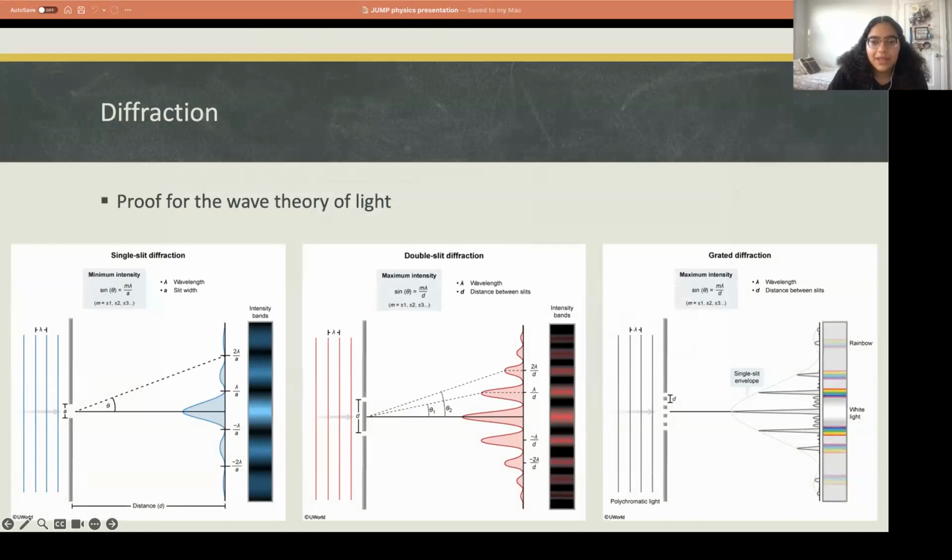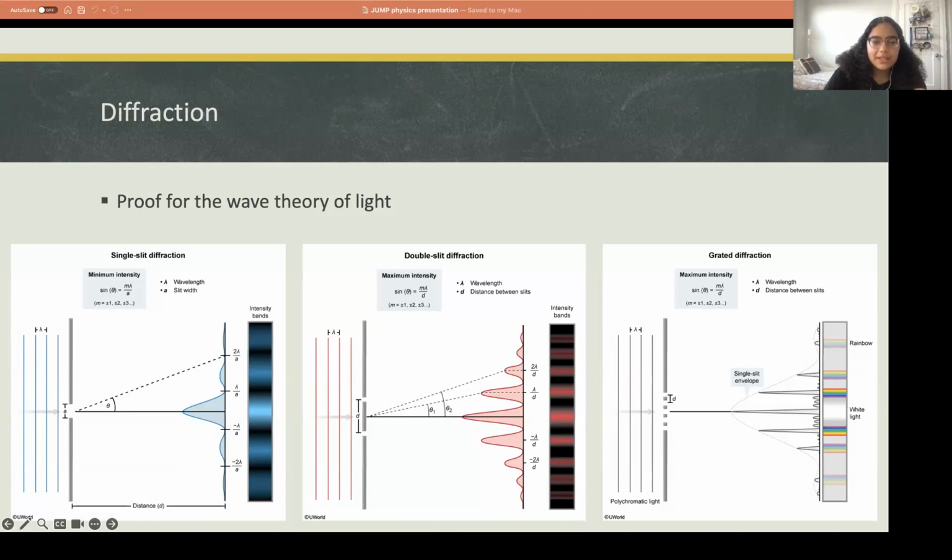Another thing about light is diffraction. There's the wave-particle theory of light, where light can be either a wave or a particle, like photons that we'll get into later. But diffraction is one of the proofs for the wave theory of light, because it splits into a wave if you pass it through slits. There's a lot of different types with different formulas.